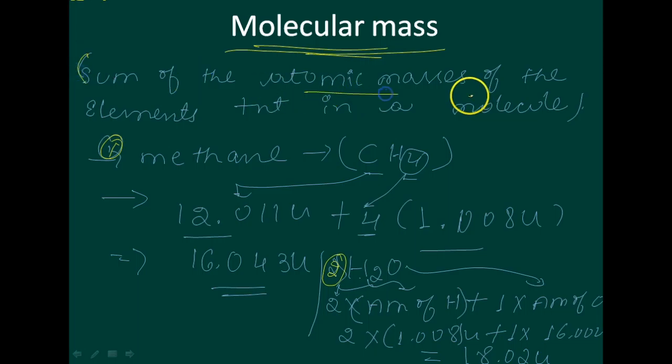So this is about molecular mass: the sum of the atomic masses of the elements present in a molecule. Consider how many atoms are present, add them up, and you will get the answer like this. This is about molecular mass.